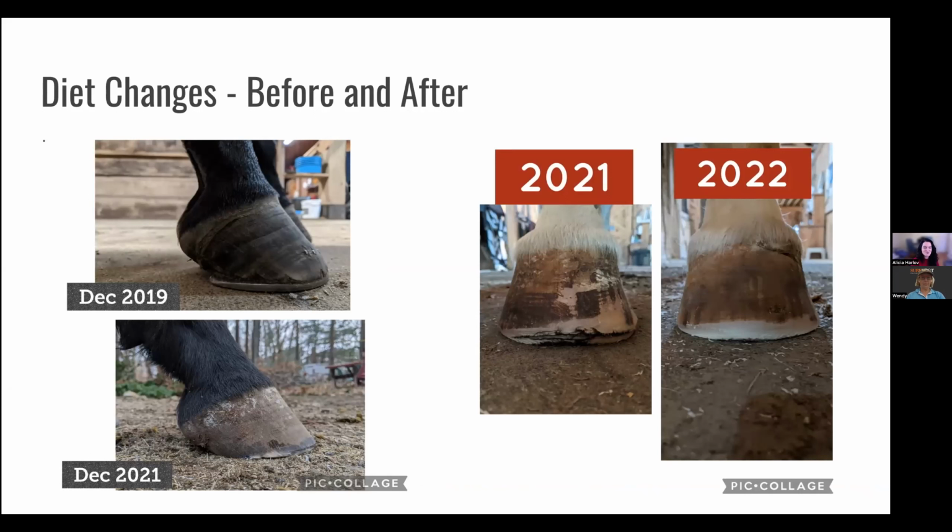All right, so here's some more diet changes before and after. I will say these horses were not diagnosed with navicular, the ones in these before and after pictures, but they do show the changes that can grow out from just simply a diet change.